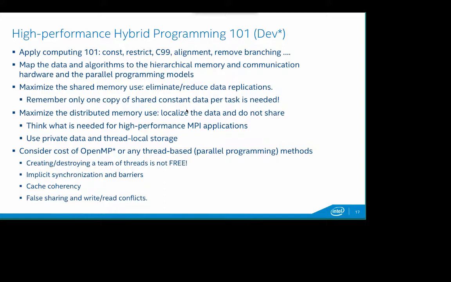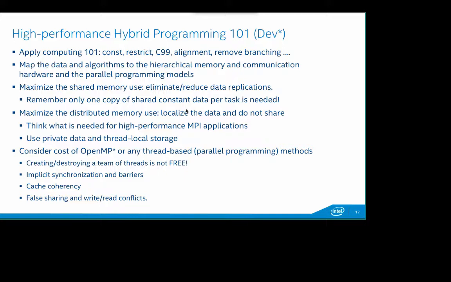And also, we talked about cache having quite an interesting structure nowadays. L1 and L2 cache is private. What that means is if we can cache the data per thread, that means we can really maximize the data use. So these two have to be really thought through very carefully.